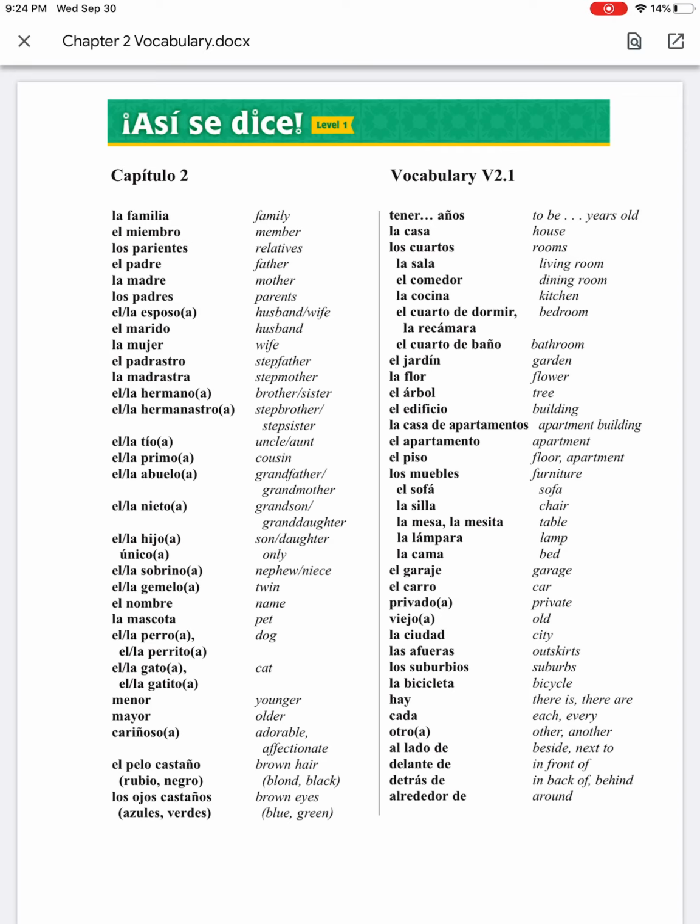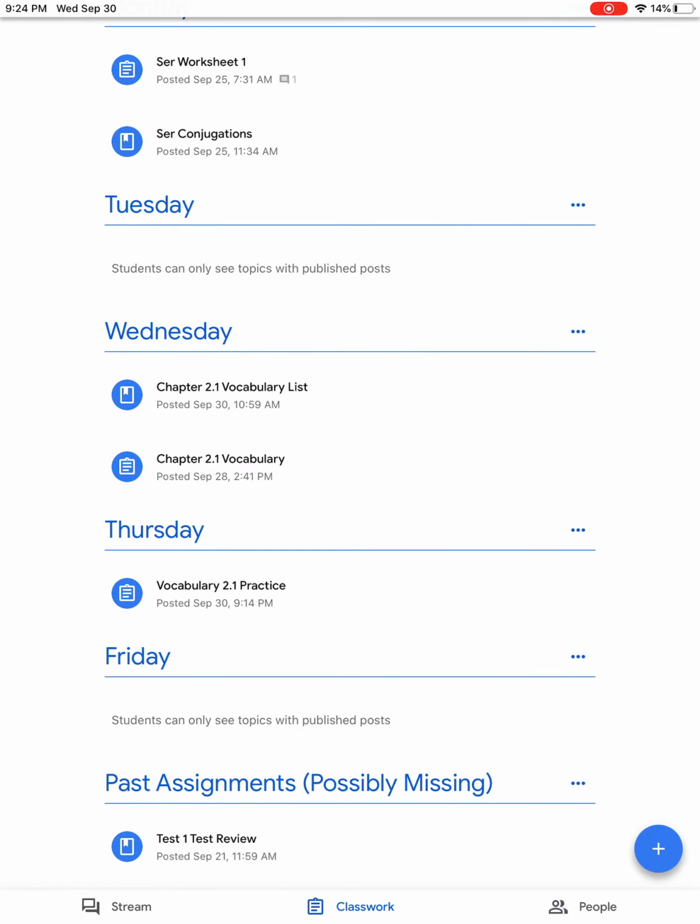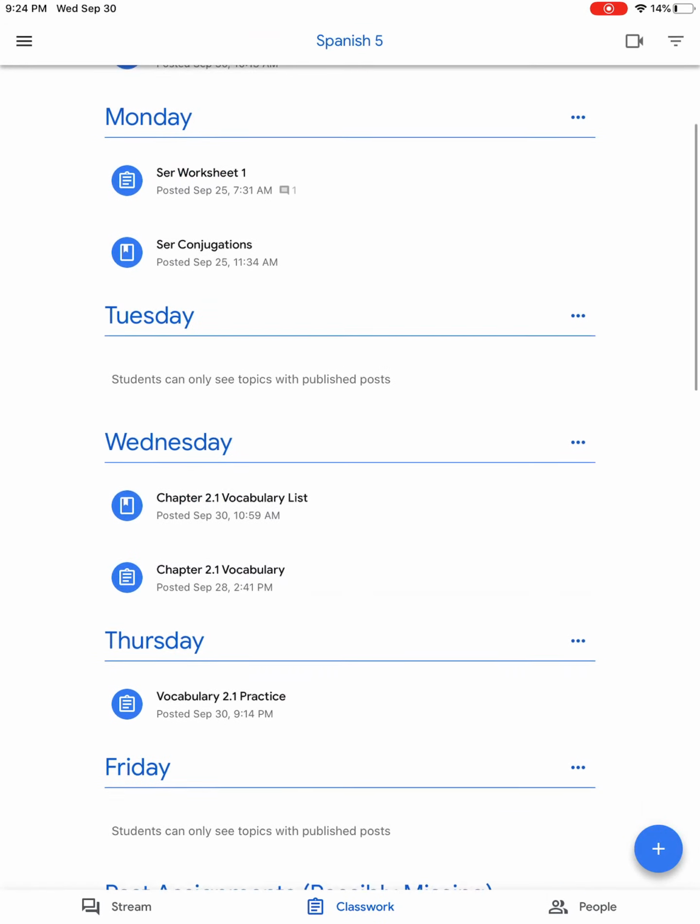That is all of our vocab that we're going to be dealing with for at least this week, and then maybe a little next week, depends on how far along we go. So that is everything that we're doing this week.